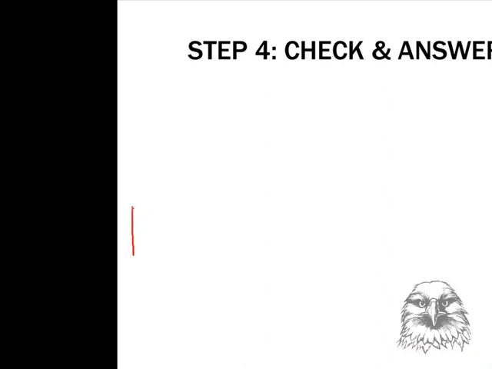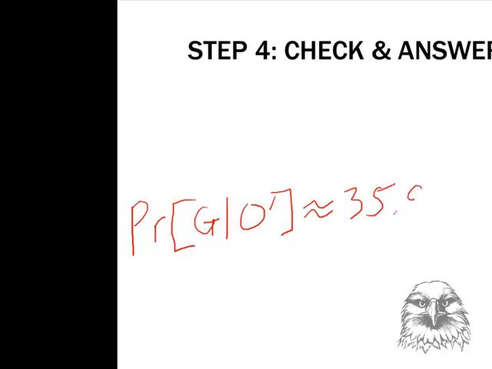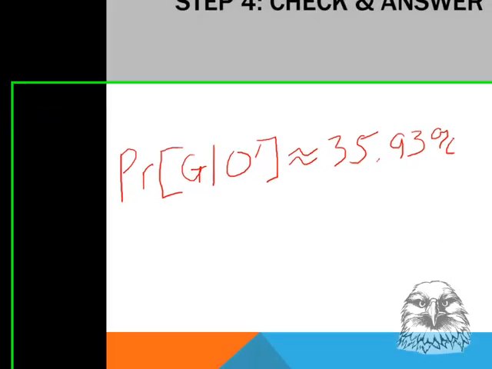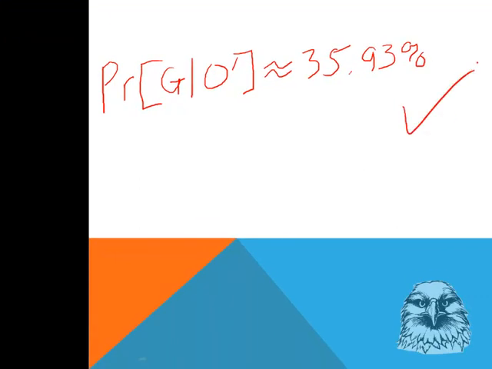The probability of them being gold, given that they are not overdue, is approximately 35.93%. And that's a nice example of Bayes' theorem.